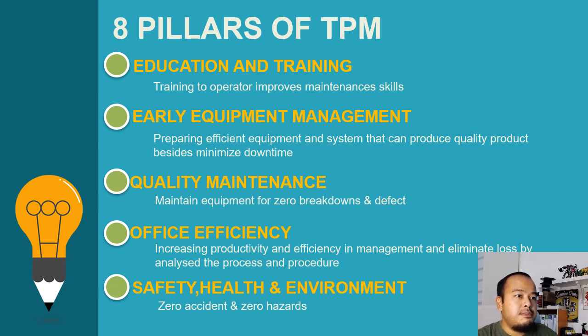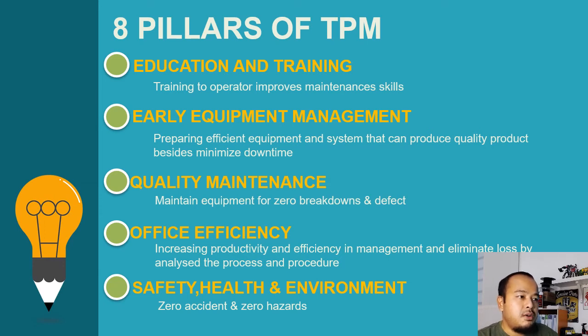Next is quality maintenance. So you have to maintain equipment for zero breakdowns and defects. It's related to preventive maintenance. So in an organization, you must have a continuous schedule for maintaining the quality. So the inspection, to make sure that technicians do all the required predictive maintenance and preventive maintenance. So we have the quality team to monitor all these things.